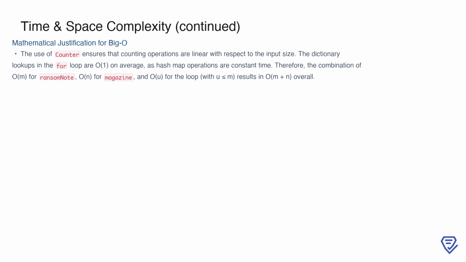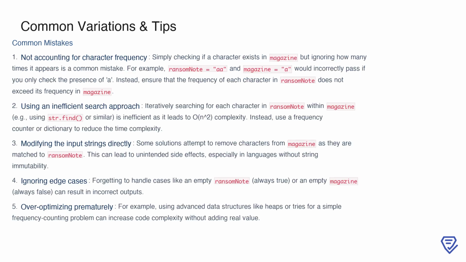When we combine O(M) for the ransom note, O(N) for the magazine, and O(U) for the loop, where U is less than or equal to M, the overall time complexity remains O(M + N). This balance between the linear operations and efficient lookups explains why this approach is optimal for solving the problem. When tackling the Ransom Note problem, there are a few common mistakes to watch out for.